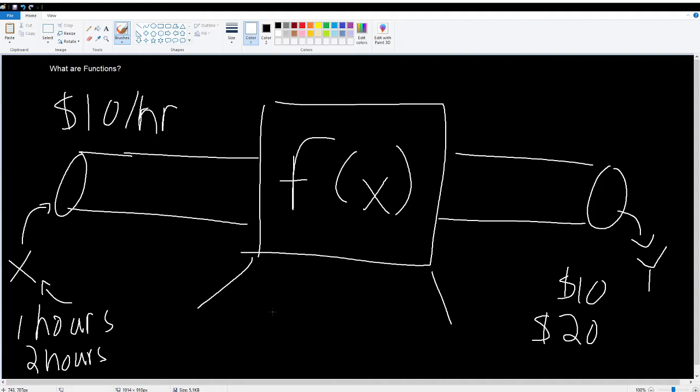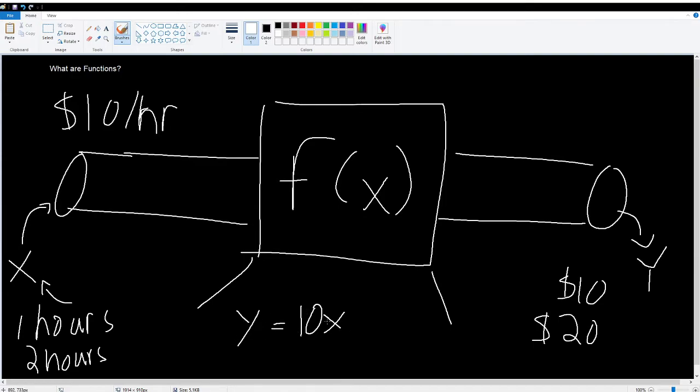And we can see that if we were to make an equation to describe how much money I make per hour, where hour is x, I could say y, meaning my output, the amount of money I'm going to make, is equal to 10x. So for 1 hour, it's $10. 2 hours, $20. 3 hours, $30. 4 hours, $40. It keeps on going. So this would be my function.